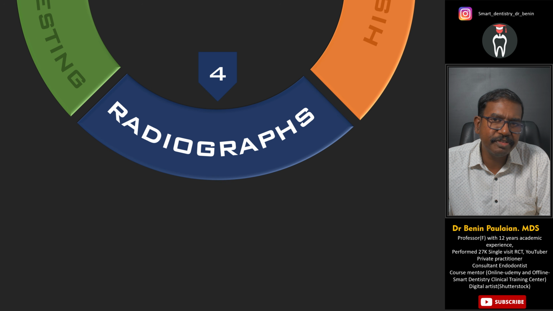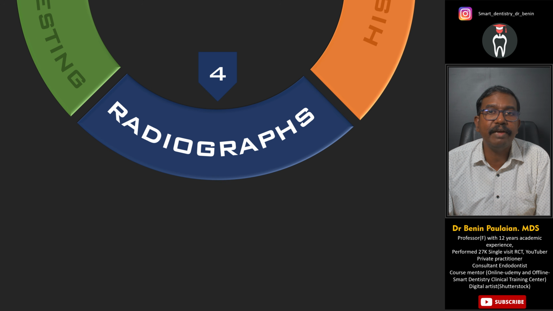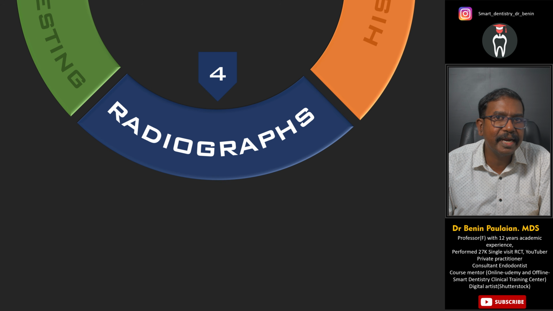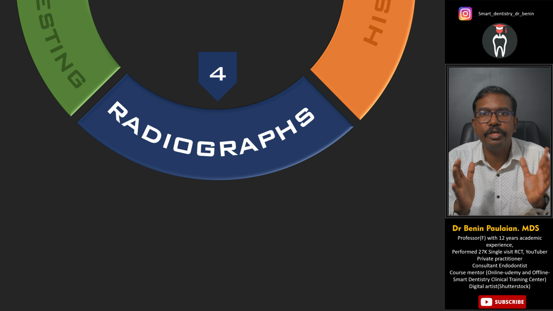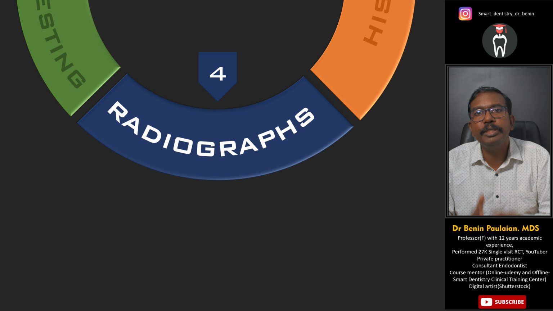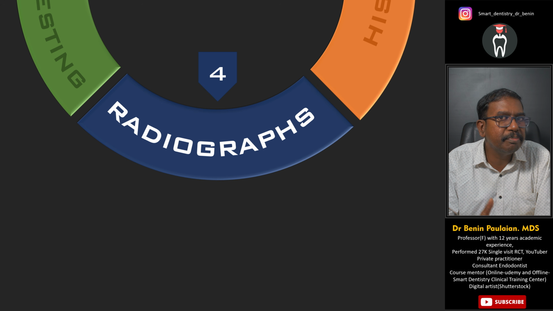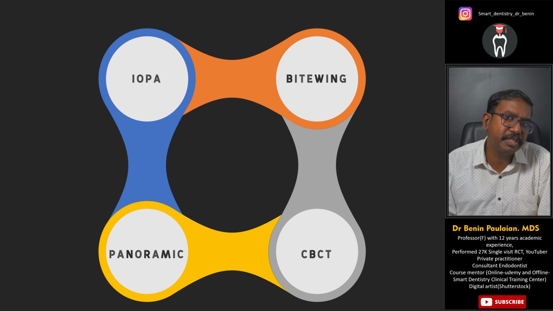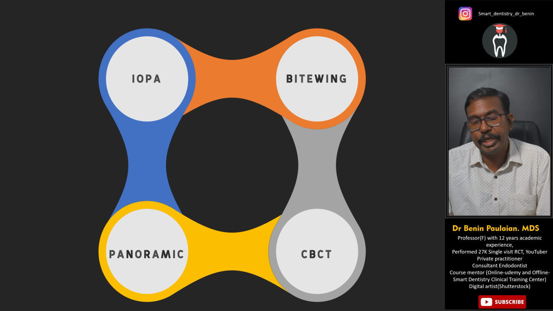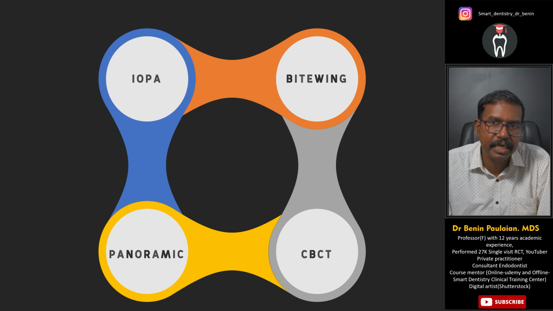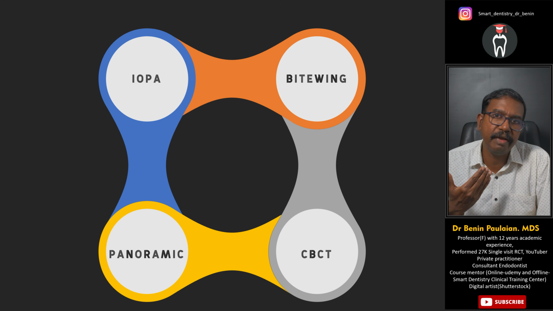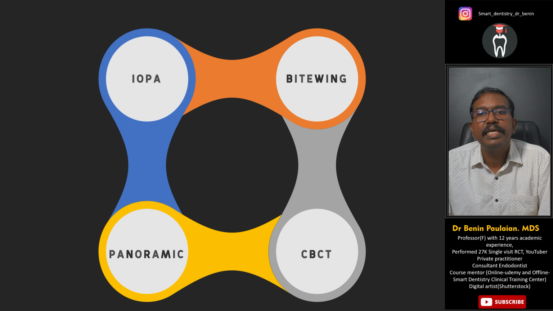So the last part of this presentation is about the radiographs. After finishing the radiographs, I will summarize and give the clear-cut points that are quite important for everyone to remember while doing clinical diagnosis. While doing the radiograph, there are 4 types of radiographic examination which can be helpful to make a radiographic endodontic diagnosis. They are intraoral periapical films or digital radiographs, then bite wing radiographs, the panoramic radiographs, and a CBCT.